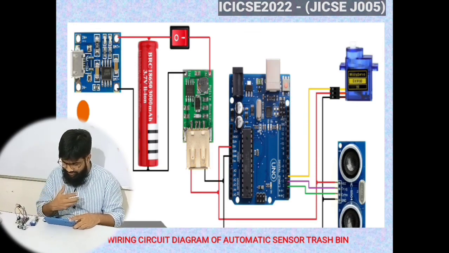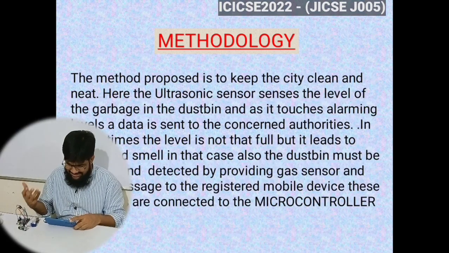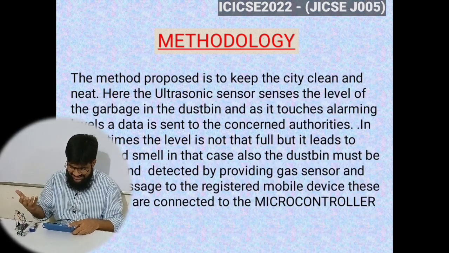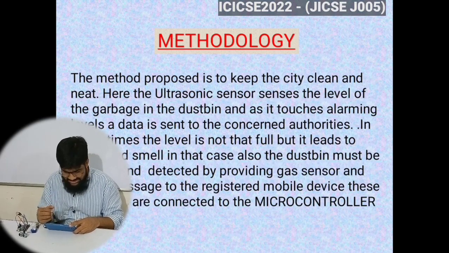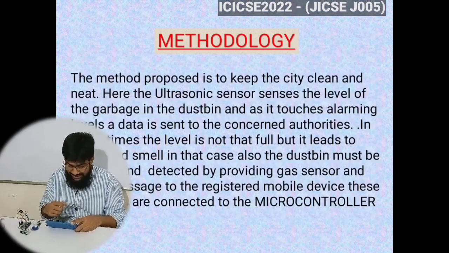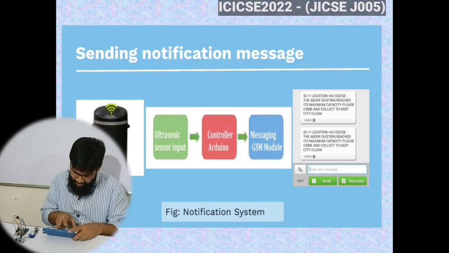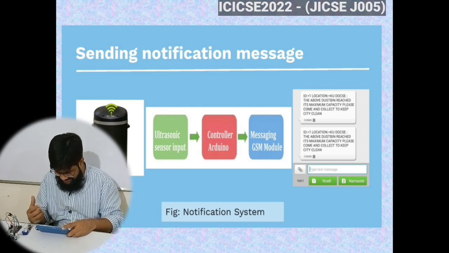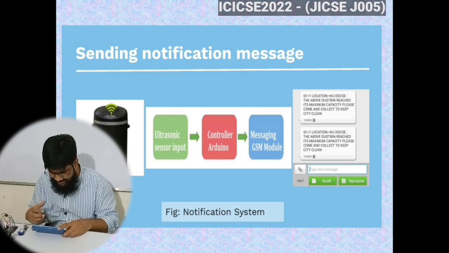Then methodology: I have explained all the things I have said till now. The ultrasonic sensor senses the level of garbage by distance, and it sends the alarm I mentioned a few minutes back. And the gas sensor we are providing here sends the message to the registered mobile via IoT or via the GSM module, with the help of your microcontroller, so the bin can be emptied by the municipal authorities.